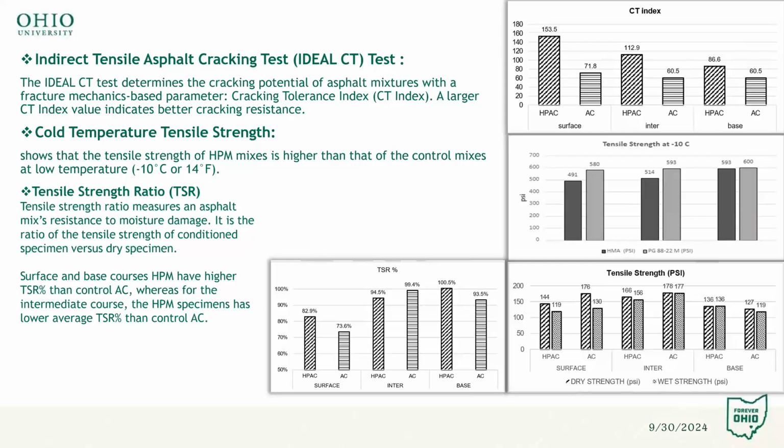The tensile strength of these two materials, the high polymer mix, is also higher than the control mix. The tensile strength ratio also shows better performance. So overall, the material is displaying better tensile strength and tensile stress resistance, and therefore relates to cracking resistance.